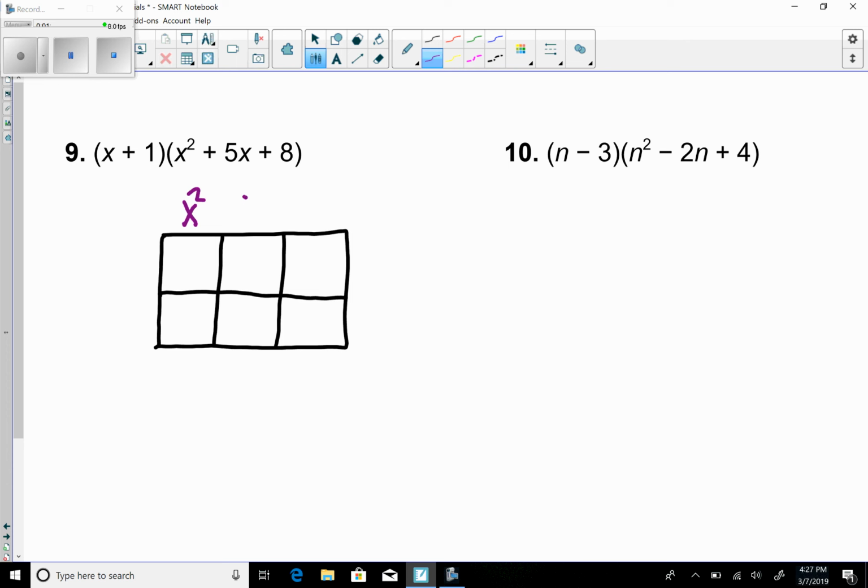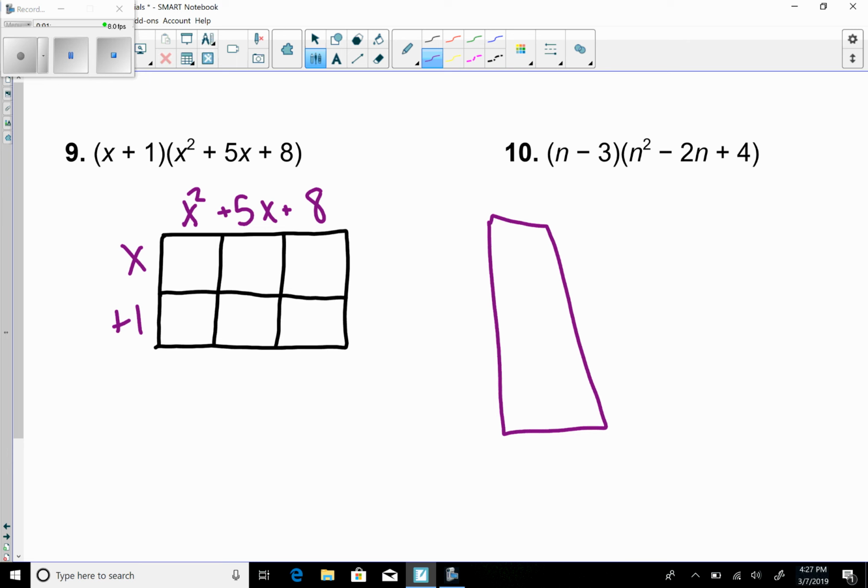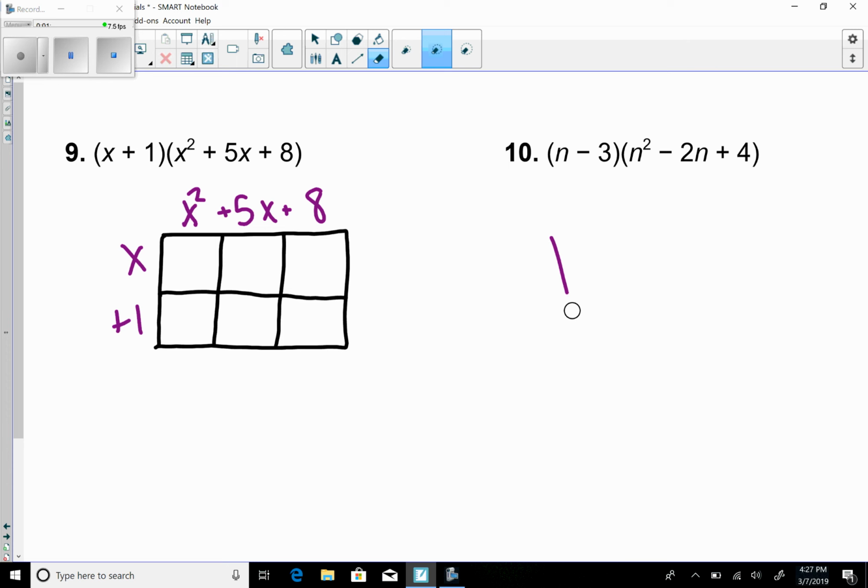So for these, I've got x squared, 5x and 8. And then we've got x plus 1. Now, just as a heads up, you do not need to set this up this way. You could set up more of a rectangular box like this if you wanted to. Hopefully yours is a little bit better than that one. But if you want to set up more of a vertical rectangle instead of a horizontal one, it doesn't matter. It is all your preference. Whatever works best. It's very versatile.